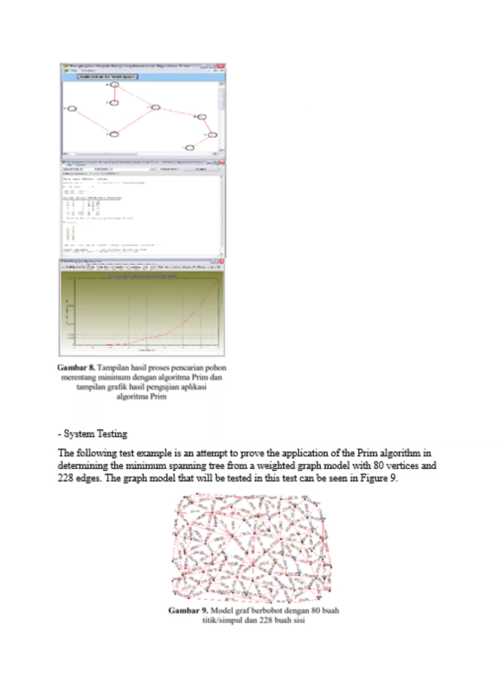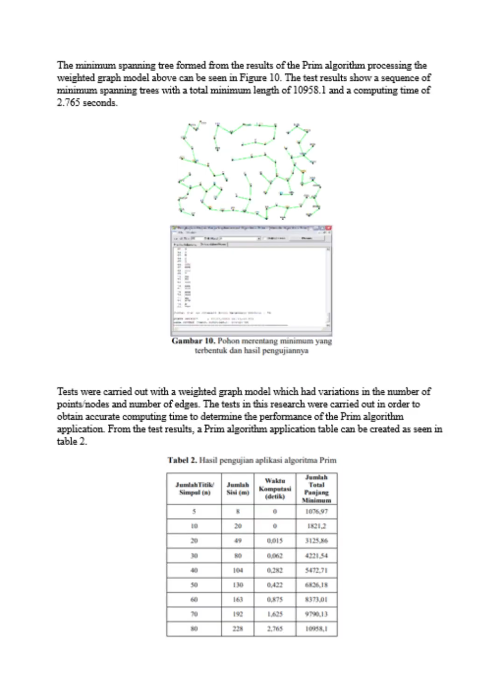The following test example is an attempt to prove the application of the PRIM algorithm in determining the minimum spanning tree from a weighted graph model with 80 vertices and 228 edges. The minimum spanning tree formed from the results of the PRIM algorithm processing the weighted graph model above can be seen in Figure 10. The test results show a sequence of minimum spanning trees with a total minimum length of 10,958.1 and a computing time of 2.765 seconds.